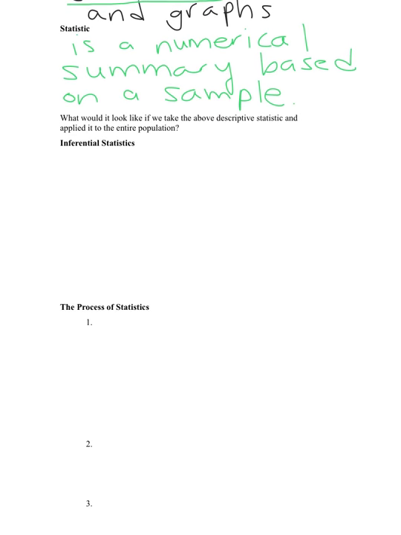So now what are we going to do with that statistic? We have this one numerical summary for 1,028 individuals, but we want to generalize it to all of the teenagers in the US. We want to generalize it to the population. What would it look like if we took the above descriptive statistic and applied it to the entire population? And that is what we call inferential statistics. That's what we're going to be doing the last chunk of class.